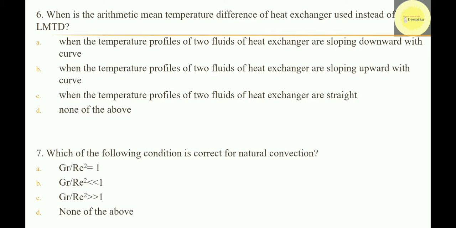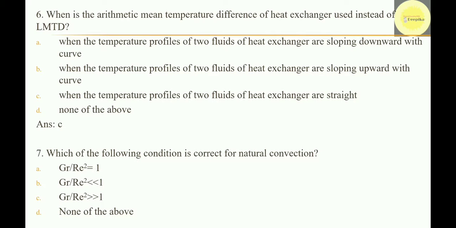Next question is, when is the arithmetic mean temperature difference of the heat exchanger used instead of LMTD? So the option A is when the temperature profiles of the two fluids of the heat exchanger are sloping downwards with curve. B, when the temperature profiles of the two fluids of the heat exchanger are sloping upward with curve. C, when the temperature profiles of the two fluids of the heat exchanger are straight. D, none of the above. So the answer is C, that is when the temperature profiles of the two fluids of the heat exchanger are straight.